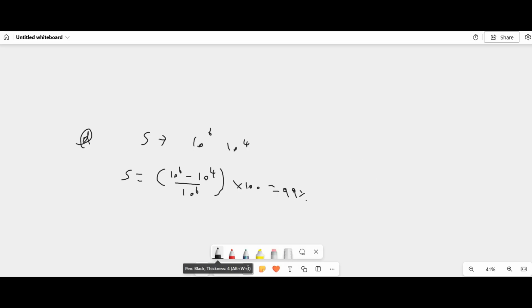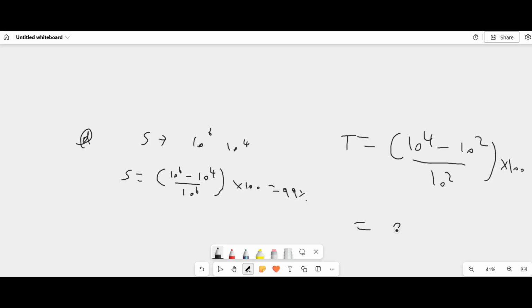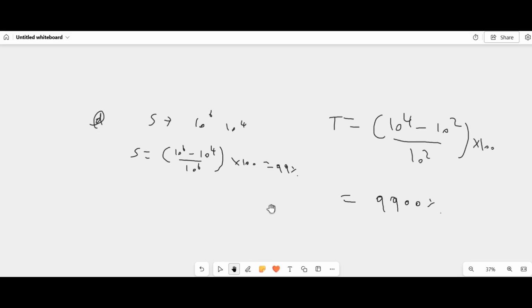Do the same thing for T now. T went from 10^2 to 10^4, an increase. So T is equal to 10^4, which is the final, minus 10^2, divided by the original, which is 10^2, times 100. It's going to get you 9,900%. So therefore T is the one that made the most significant difference, because there's a bigger percentage change. Calm.